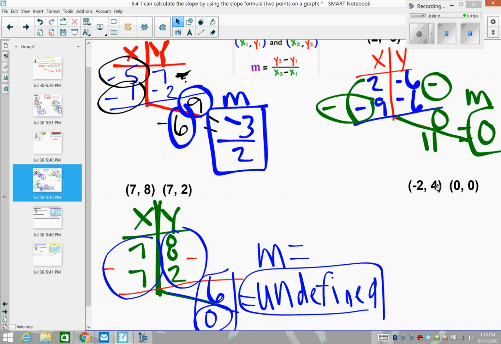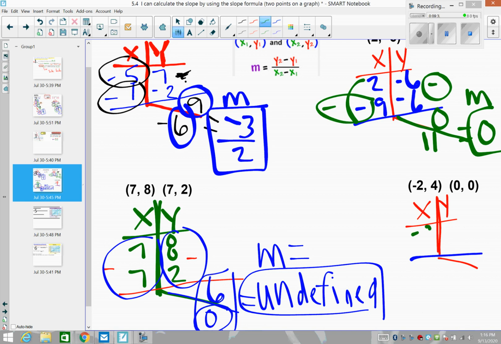So last problem on this page of how do we calculate slope when we don't have a picture of the graph. So here's my xy. I'm going to set up my fraction down here. All right, let's plug in our data points. We have negative 2, 4, and we have 0, 0.